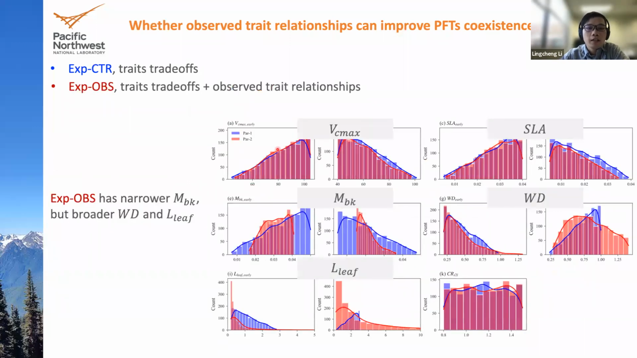So here are the parameter distributions. This is Vmax and the specific leaf area. These two are generally similar. The blue color is for the control experiment, and the red color is for the observation constrained experiment. But for background mortality, wood density, and leaf longevity, there is a difference. Generally, the observation constrained experiments have narrower background mortality compared to the control experiments, but they have broader wood density and also broader leaf longevity.